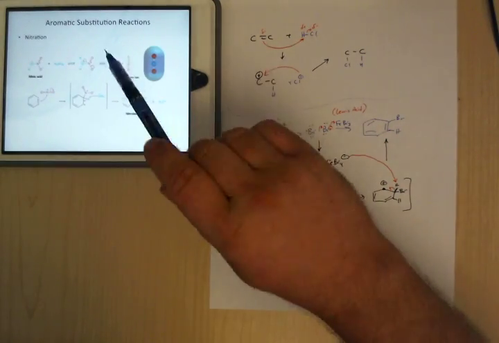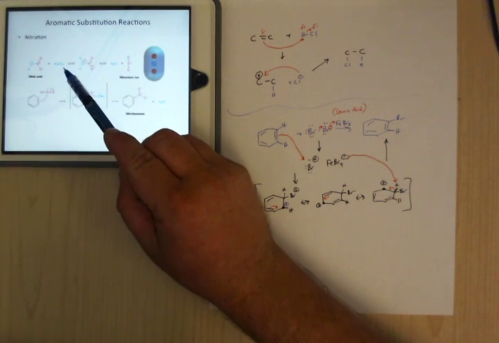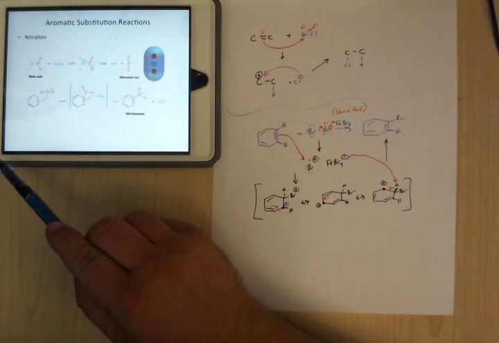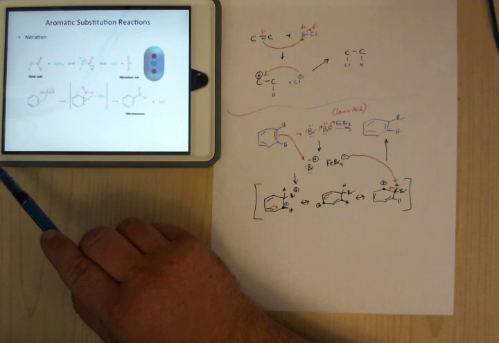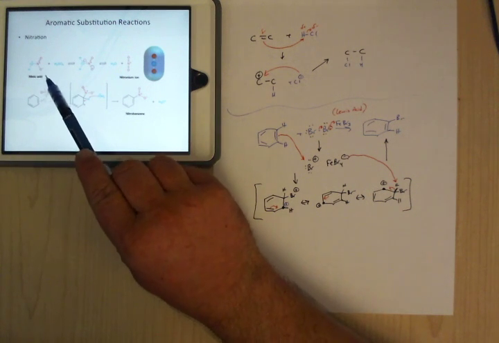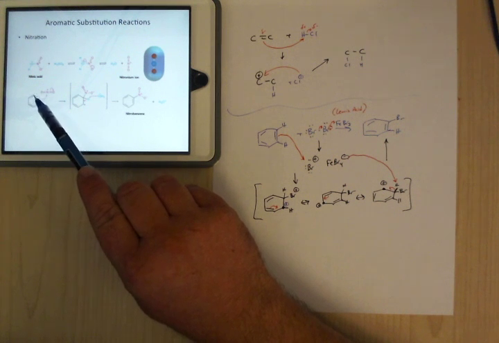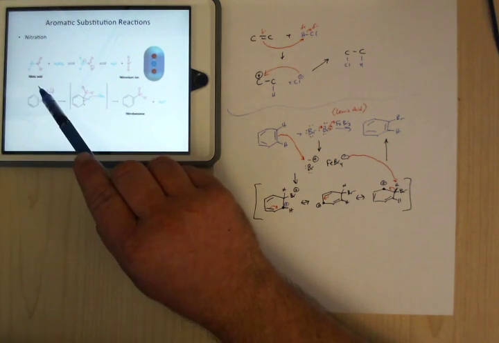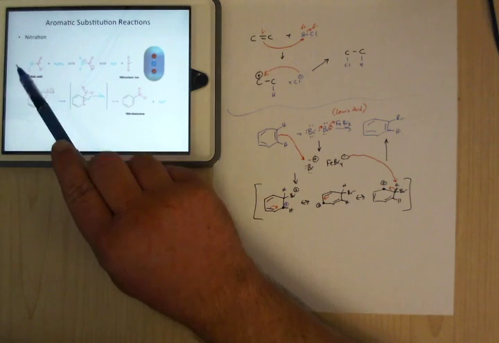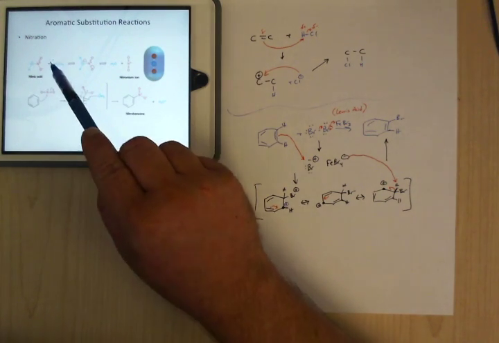Nitration. In this case, we're taking nitric acid in the presence of sulfuric acid. So this would be something like nitric acid, sulfuric acid. This is typically called aqua regia because that's in concentrated forms. It will actually dissolve gold. One of the few things that will actually dissolve gold.